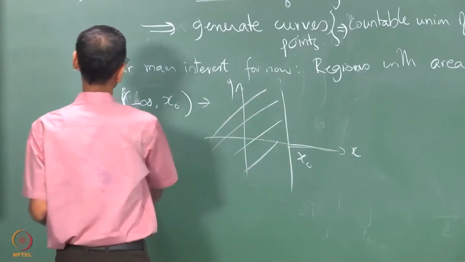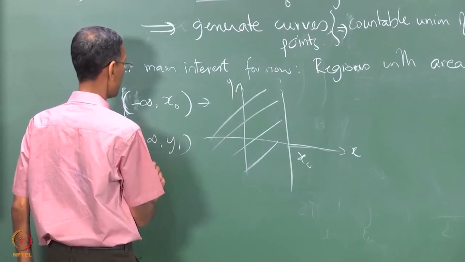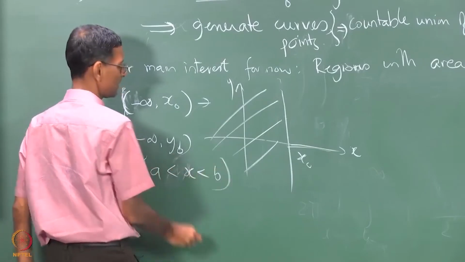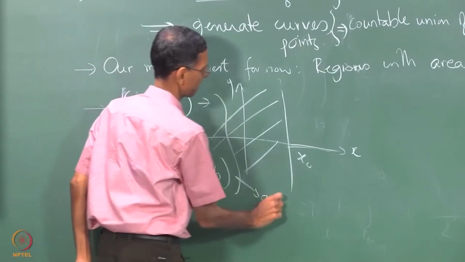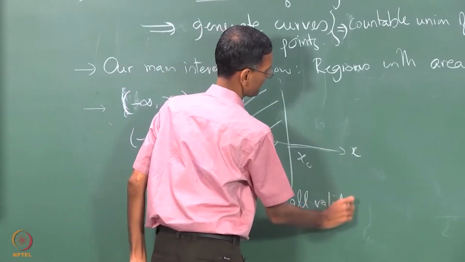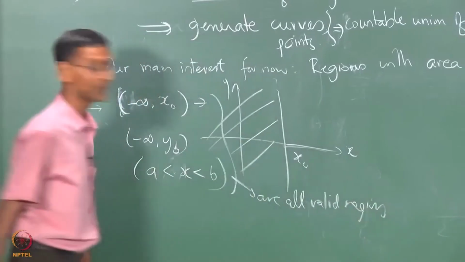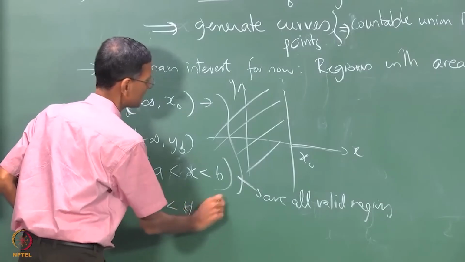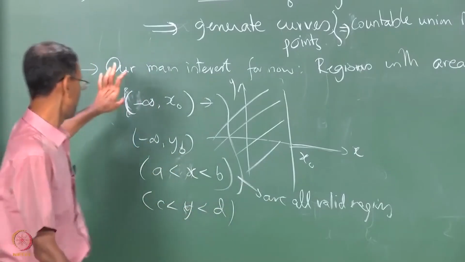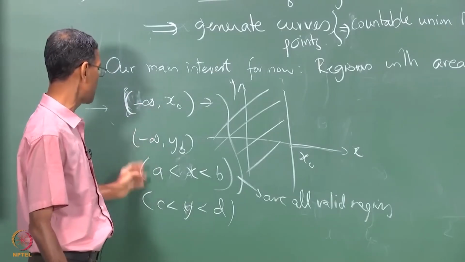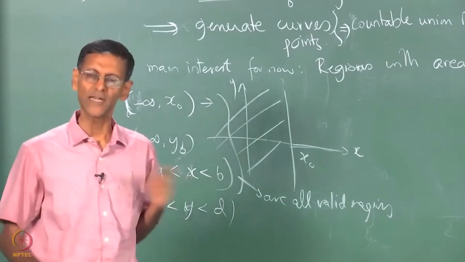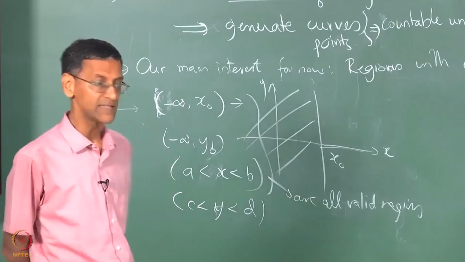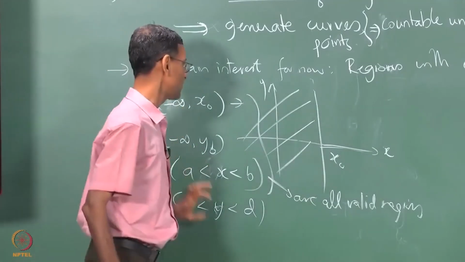So minus infinity to x naught, minus infinity to y naught, a less than x less than b, all such things are valid. You can also add c less than y less than d. See, all of these. If we think of it as an event, we should put the curly brace around it, but for right now I am just looking at a valid region, so I am just writing it with ordinary brackets or parentheses. Later on we are going to look at the event version of this.